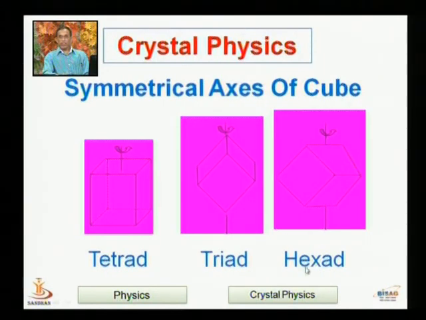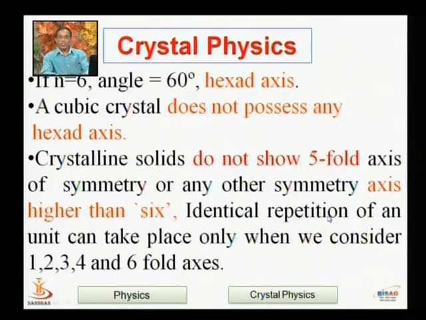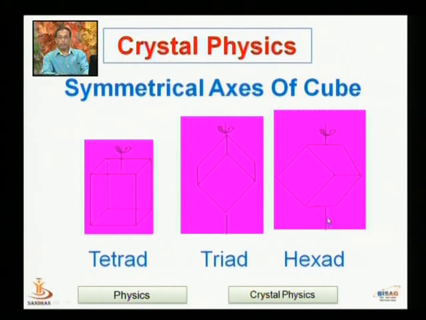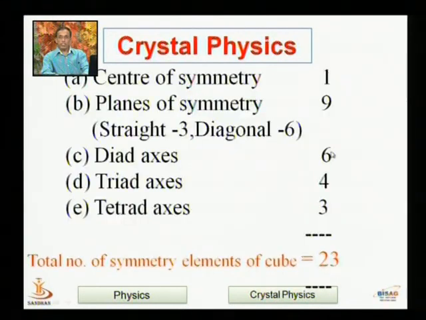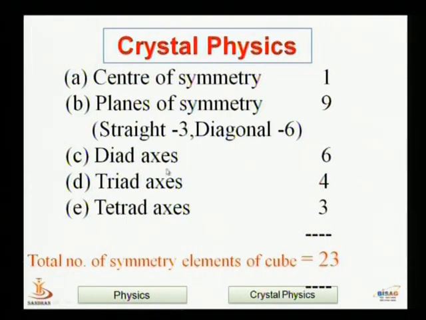Next one is the example of hexad axis. If the axis is passing through the center of two opposite edges here, and if we rotate this axis by an angle equal to 120 degree, 160 degree hexad, the system remains unchanged here. So there are in total 6 hexad axes. In total there are 6 diad axes.